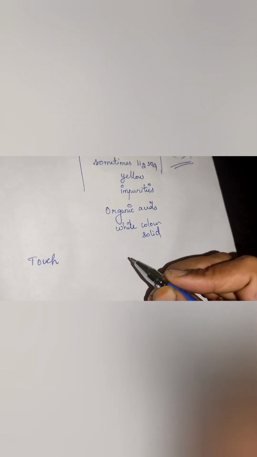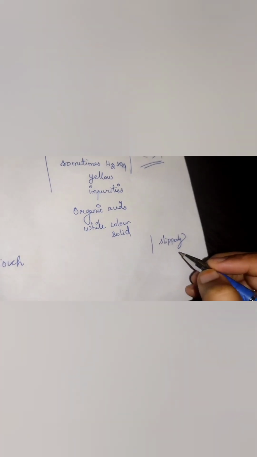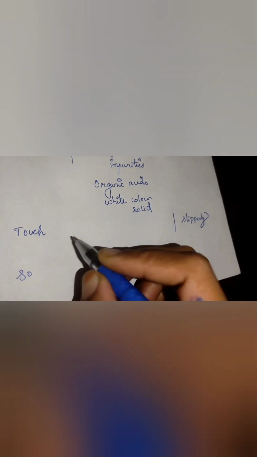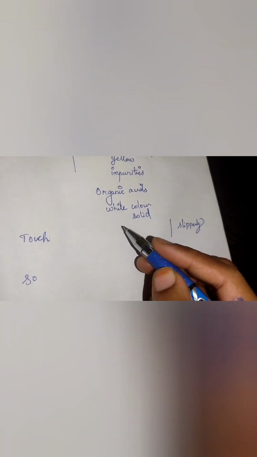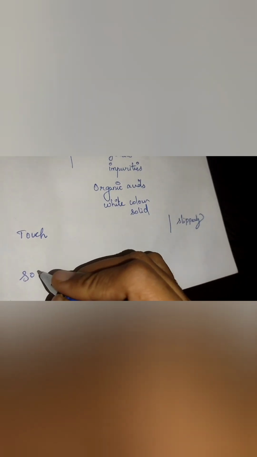The next one is feeling. If we touch the base, it is slippery to touch. We can't touch the acid because it is corrosive. It is poisonous to your skin. So the next property is solubility.